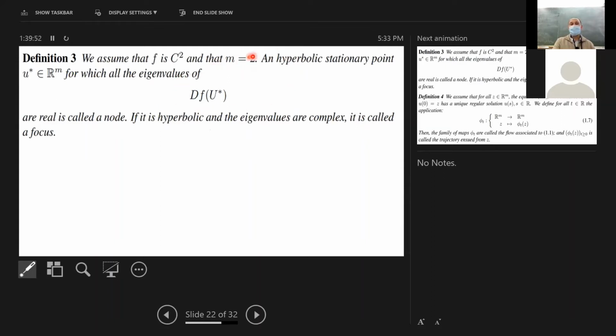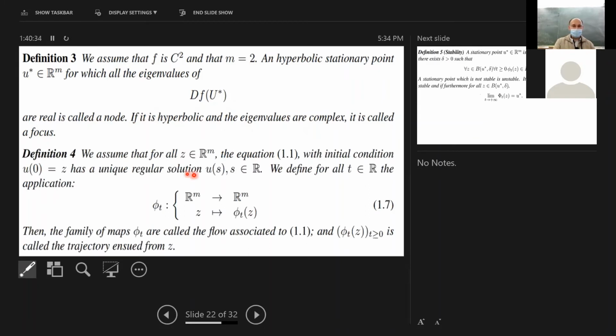Now, I deal with the case m equals 2. So, all right. Then if you can somehow generalize that, but if the eigenvalues are real, I will call it a node, or nœud. And if it's hyperbolic and the eigenvalues are complex, it's called a focus. All right, so I just give you some things and then we'll see.